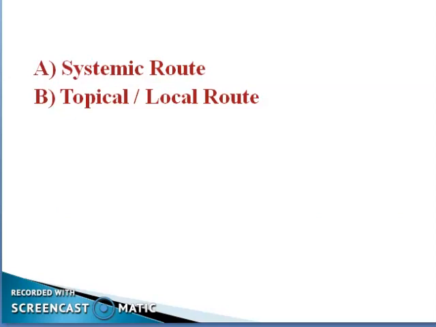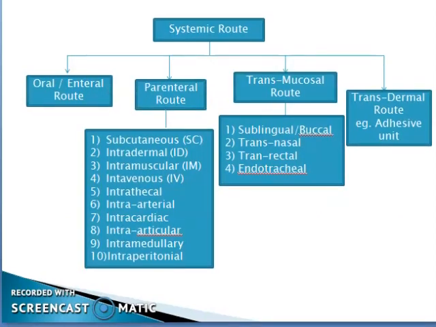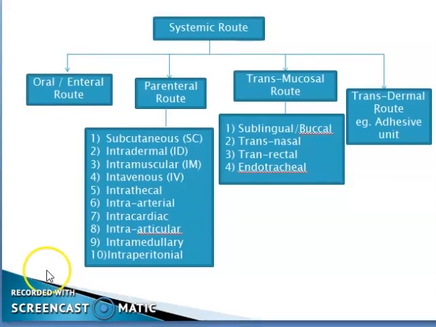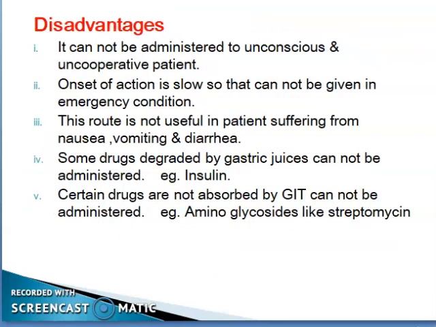There are two major classes, the systemic route and the topical route, and here we have the classification of the systemic route. As I have explained, the systemic route is again classified into four classes, out of which we have seen the oral class. We have seen what the oral route of administration is, and its advantages and disadvantages.